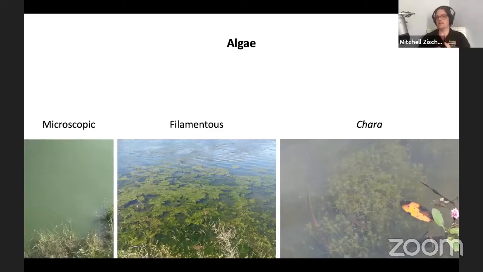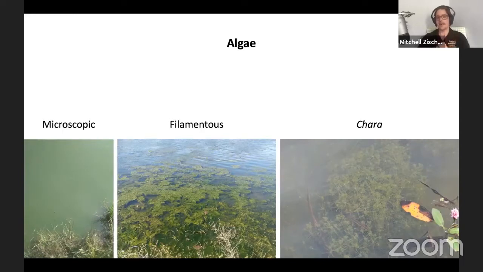The first one of those is algae. And so you might be familiar with some of this. It can be microscopic, like you can sort of see here on the left. So it's just this green, soupy, cloudy water. A lot of this microscopic plant material is really important food for other things in the pond.